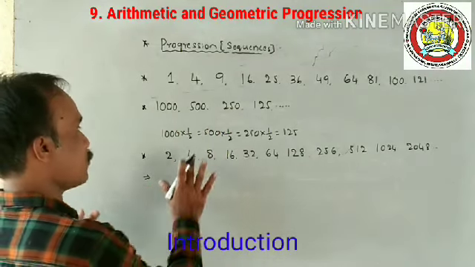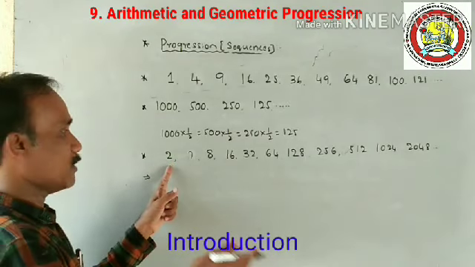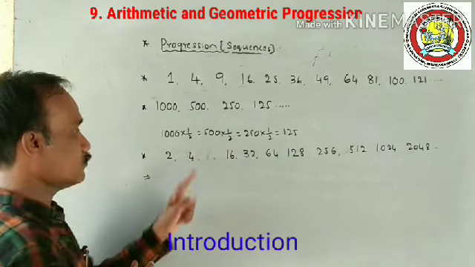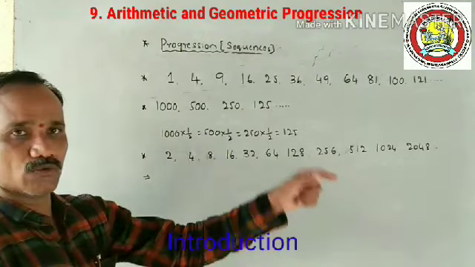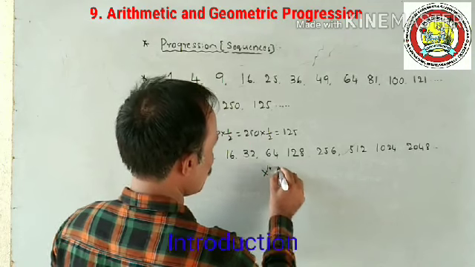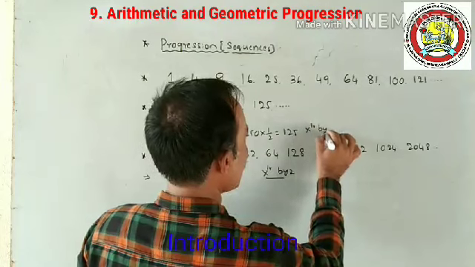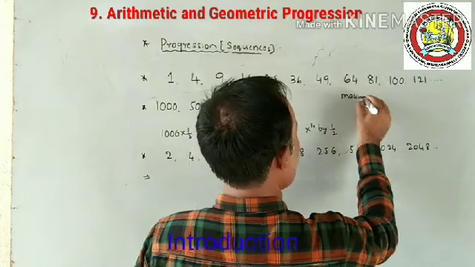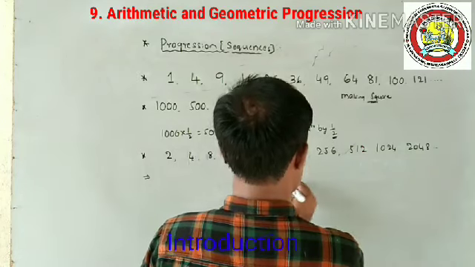Suppose we don't know this one. What is the preceding term of this one? 2. Multiplying by 2, 2 into 2 is 4. Next, we don't know this one. What is its previous term? 4. Multiply by 2, that is 8. Similarly, one by one. So what is the rule here? The rule is multiply by 2. Here, multiply by 1 by 2. Here, making squares. So these are the rules. Not only this, there are many more.